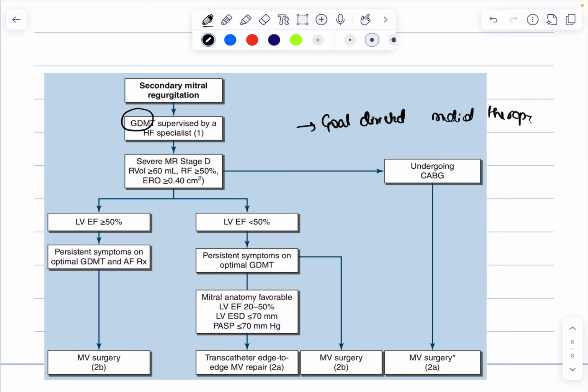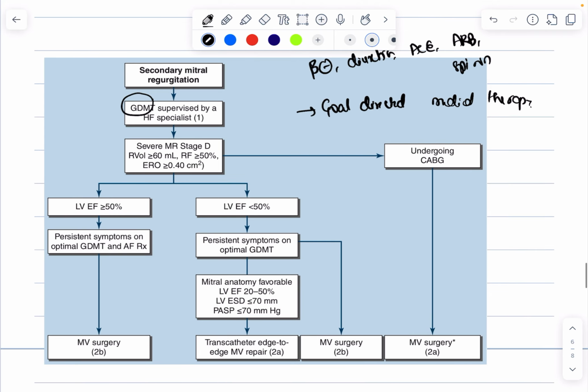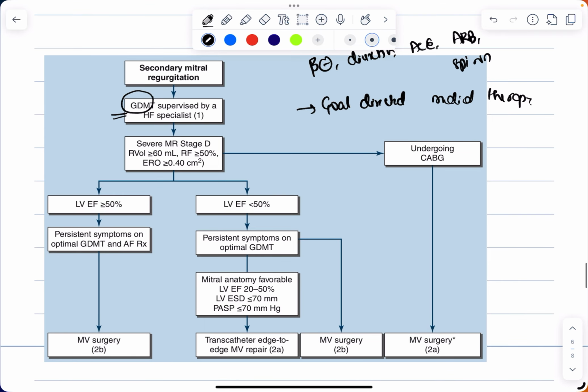So GDMT includes beta blockers. Apart from that, there would be diuretics, then ACE inhibitors and ARBs, and apart from that, spironolactone, an aldosterone antagonist. So first you will give GDMT, and after GDMT, if the patient still has severe MR stage D, it means the patient is symptomatic, and then you will also do angiography in this patient, because the cause is secondary, like the patient could be having myocardial infarction.